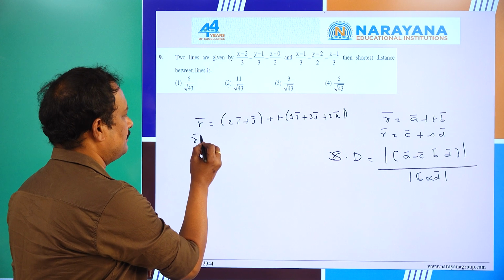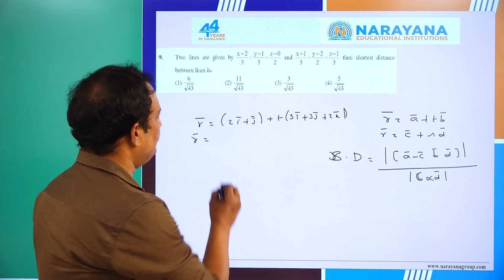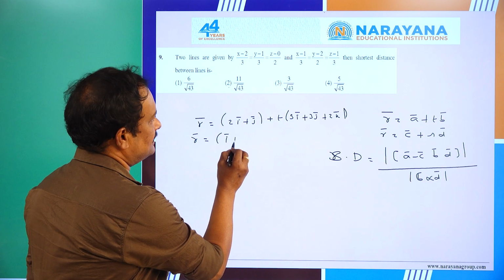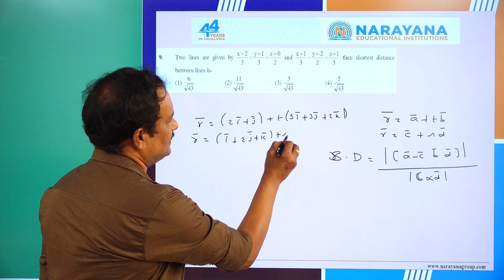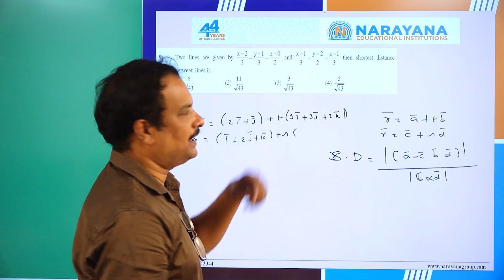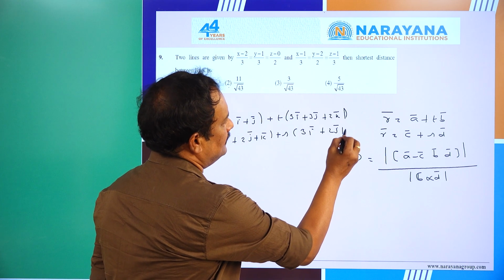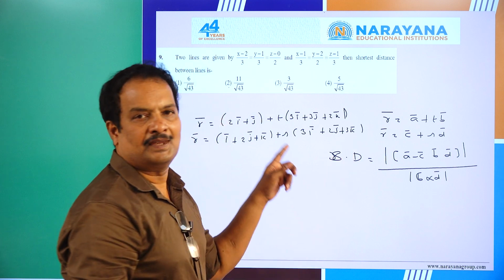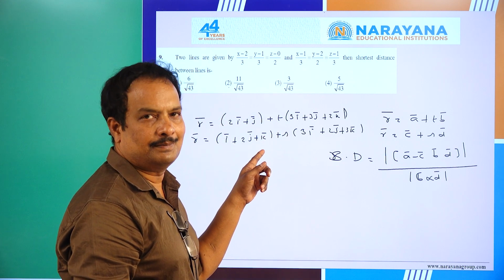Similarly, the next one, r bar equal to, that one is passing through the point 1, 2, 1. So this is i bar plus 2j bar plus k bar, plus s into the vector to which the line is parallel, which is 3i bar plus 2j bar plus 3k bar. Straight away, the first one is r bar equal to a bar plus t b bar, the second one is r bar equal to c bar plus s d bar.